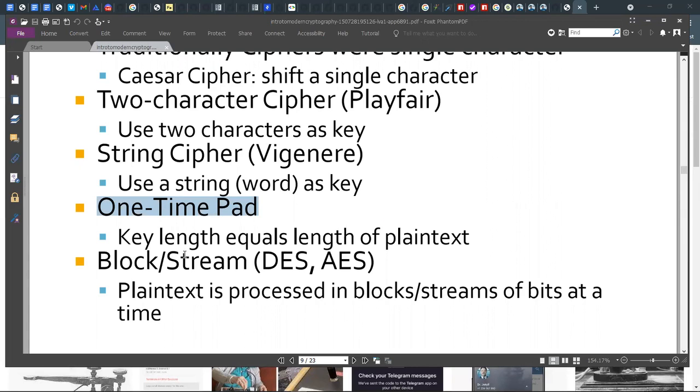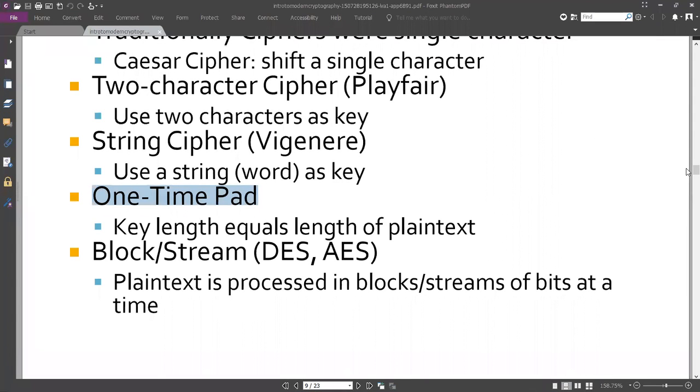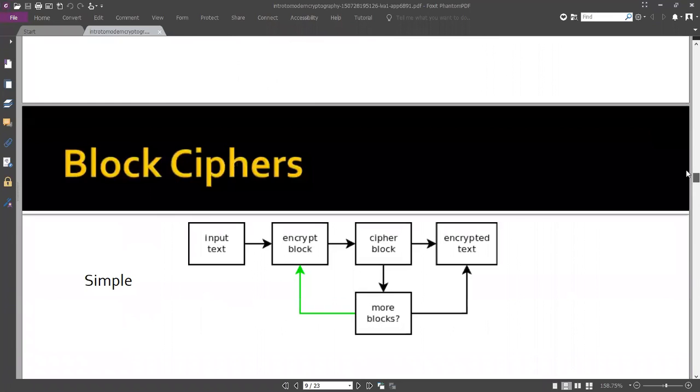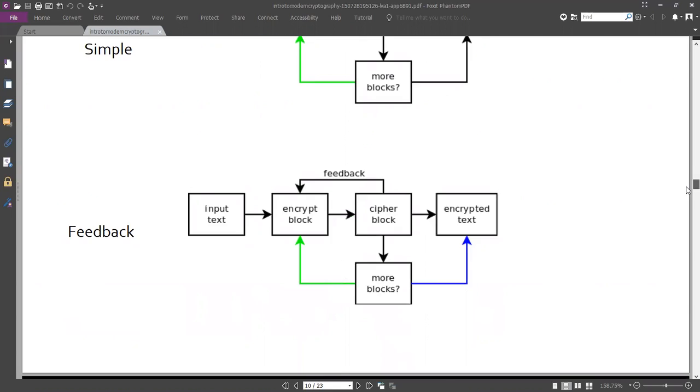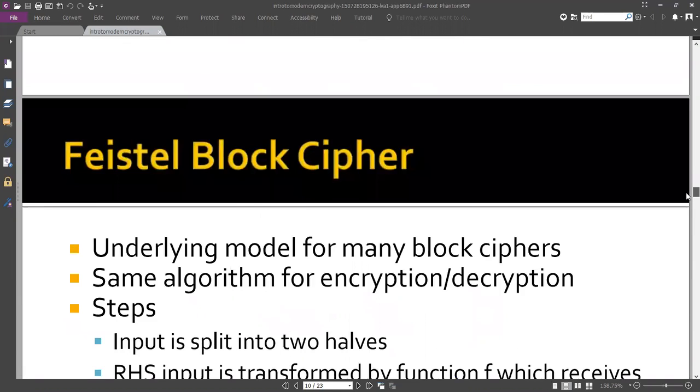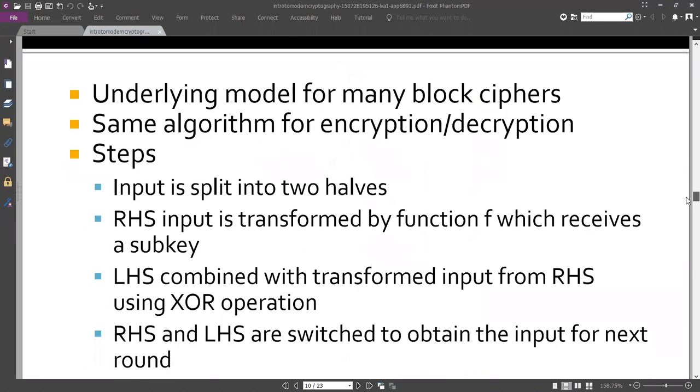Then we have block and stream ciphers. This is the DES and AES. Plaintext is processed in blocks or streams of bits at a time. And this is now the block cipher. You have an input which has been encrypted, then the cipher block, then the encrypted text, and then more blocks. They go on and on, creating a block cipher. And then we have the Feistel block cipher, the underlying model for many block ciphers, with the same algorithm for encryption and decryption.